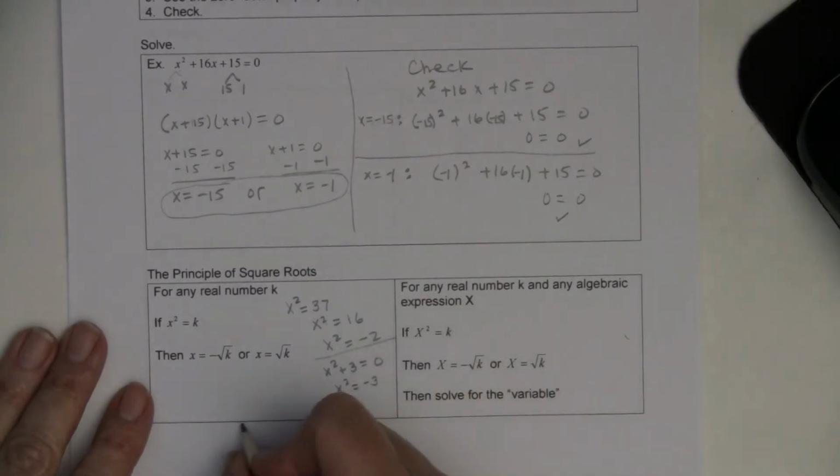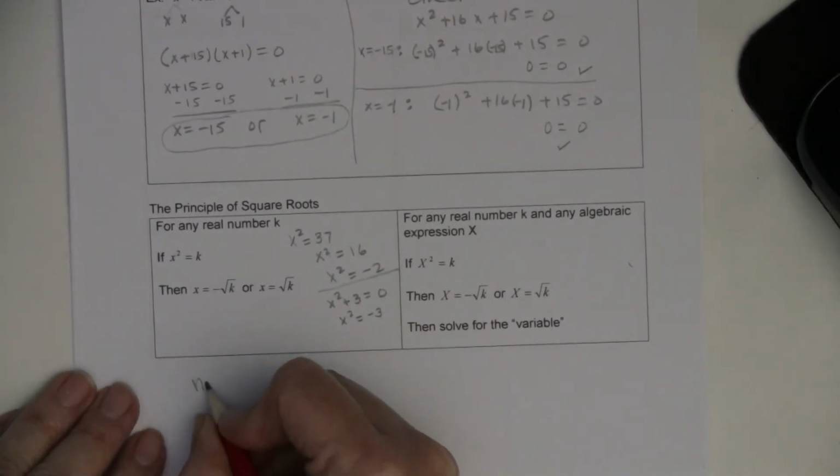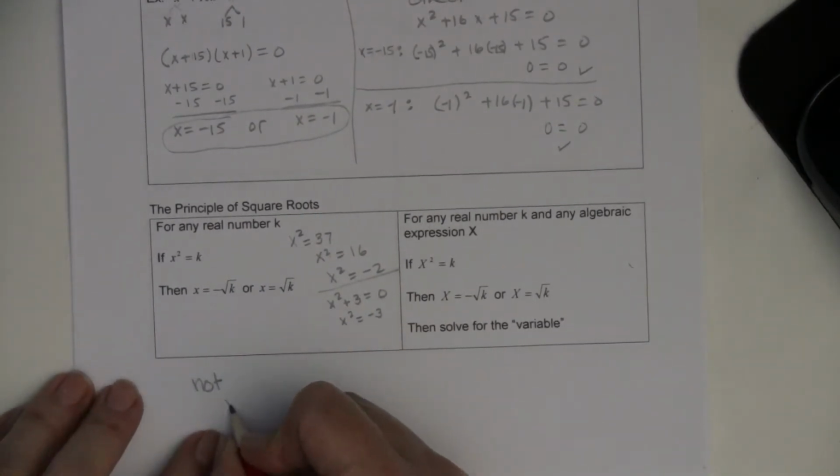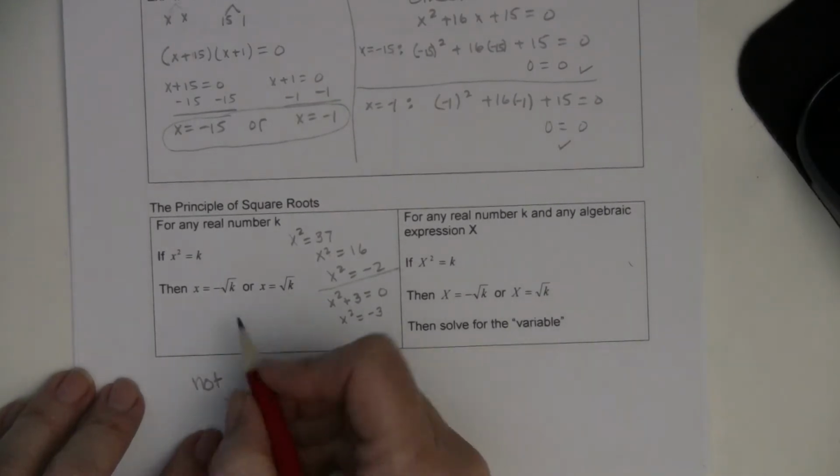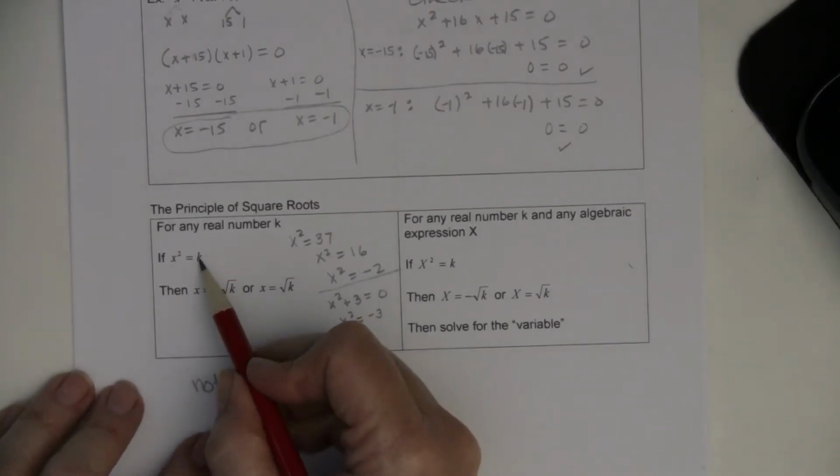What is not of that form is something like this. This is not of this form: x squared equals 2x. That's not, because k is a constant.